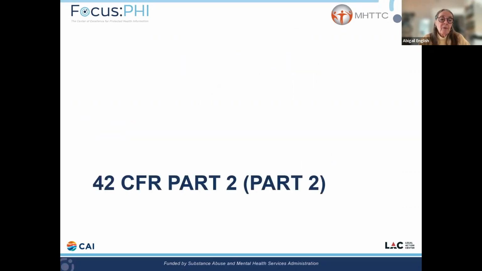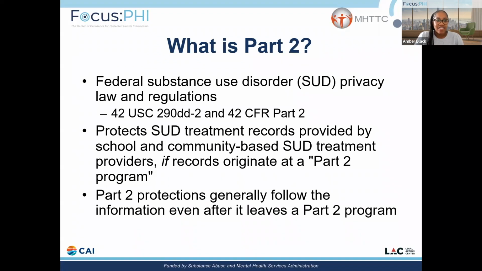federal privacy law, which is 42 CFR Part 2. And Amber's going to talk to us about that. Yes, thanks, Abigail. We are on to 42 CFR Part 2, which we call Part 2 for short. It is the federal substance use disorder privacy law and regulations that protect SUD treatment records provided by schools and community-based SUD treatment providers if the records originate at a Part 2 program. And the protections afforded by Part 2 generally follow the information even after it leaves a Part 2 program.